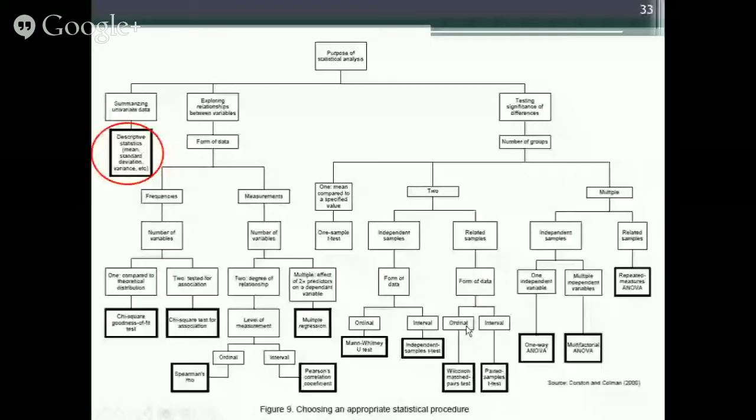There we go. Okay, so what you see here is that on our decision tree, we've done summarizing univariate data and some descriptive statistics. What we're going to move to now is the next part of our tree, where at the very top level we're exploring relationships between variables. The form of data, as you look down the tree, is frequencies, and the number of variables is either 1, where we're comparing to a theoretical distribution, so comparing our sample to an estimated population mean, or 2 variables, where we're testing for association. By testing for association, we want to see if those variables have a relationship.